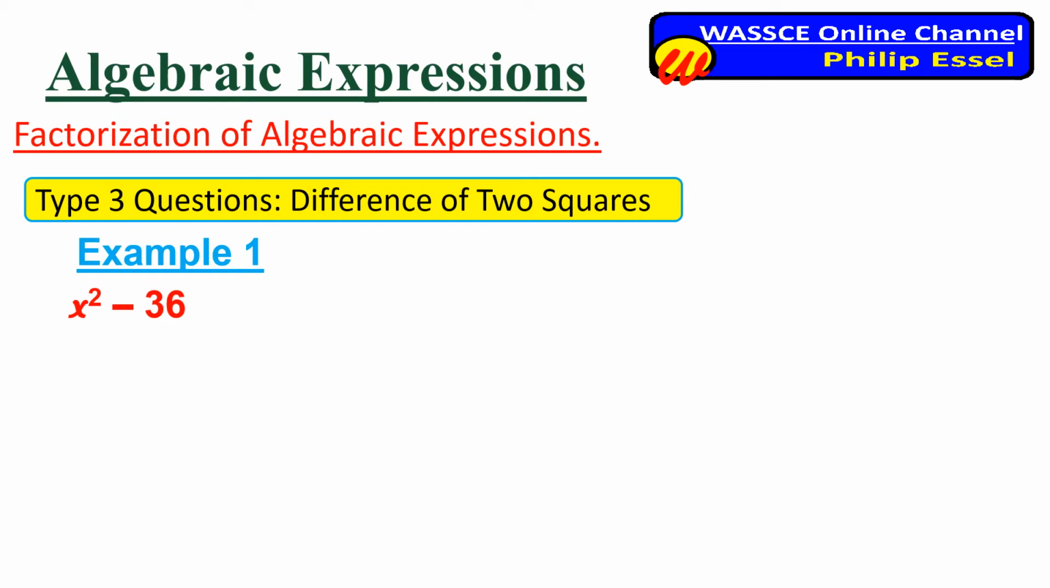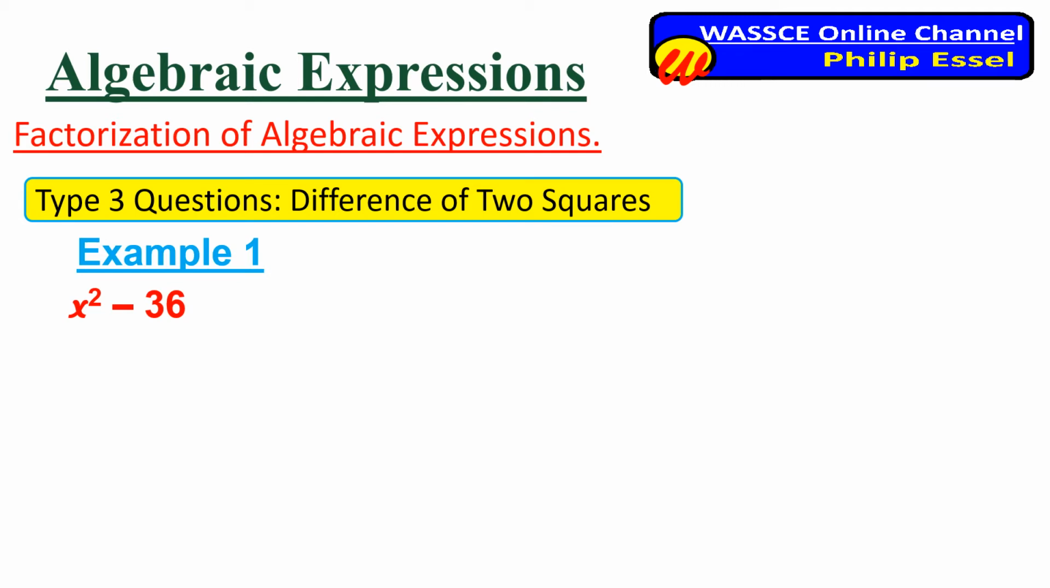Example 1. We have been given the algebraic expression x squared minus 36, and we have been asked to factorize this expression. So let's get it done. To be able to do this, I'll need us to first pay particular attention to the number 36. Let's note that the number 36 is a perfect square.